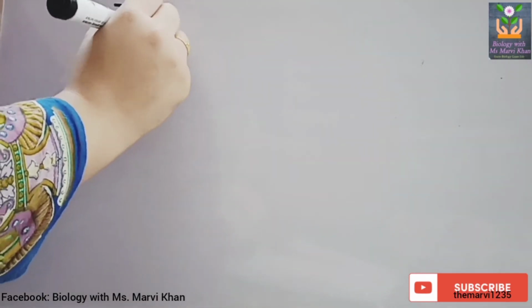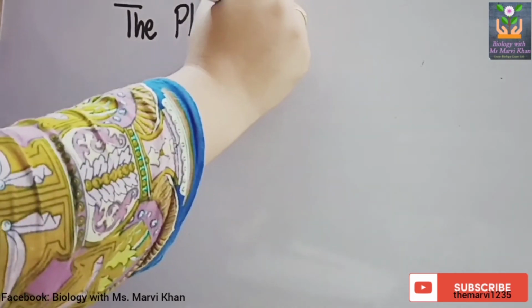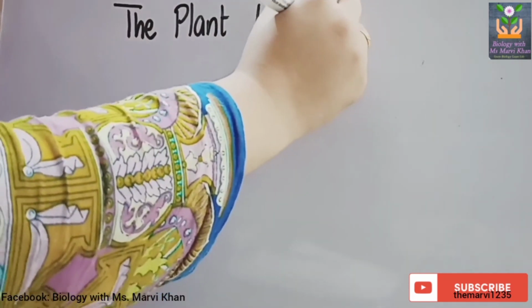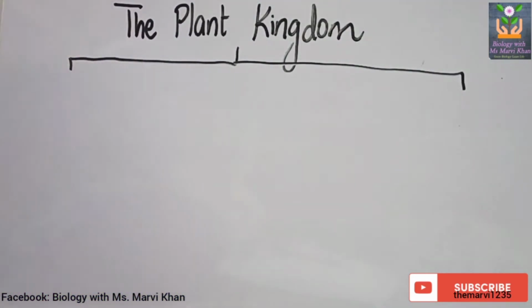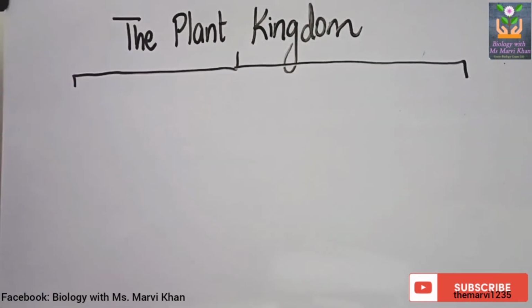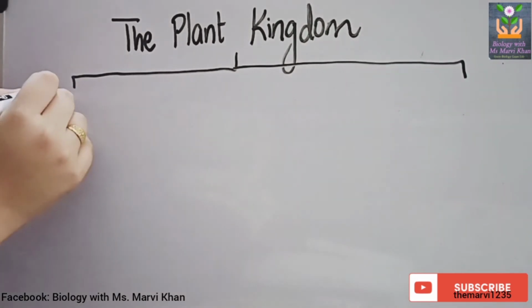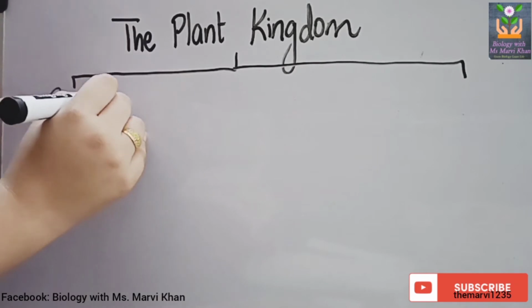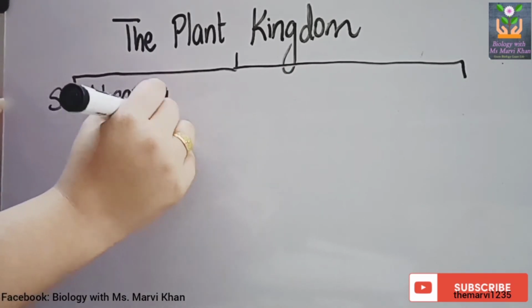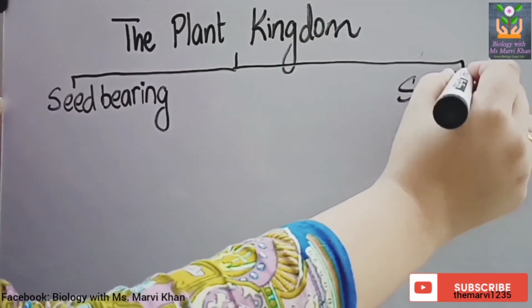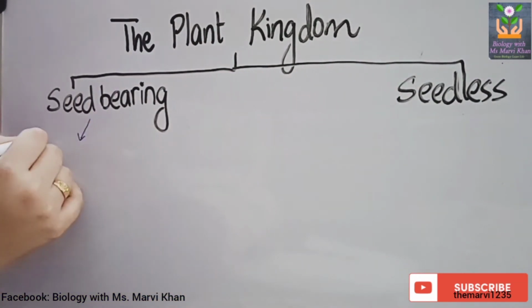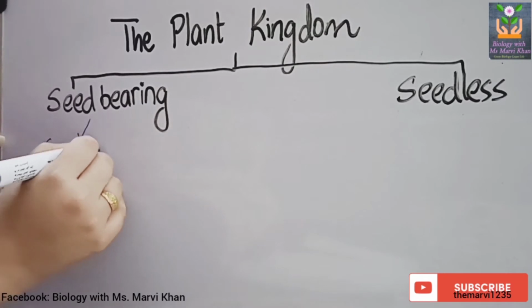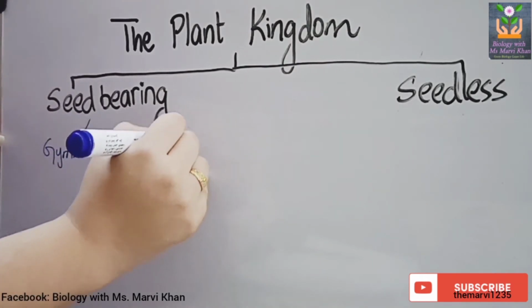Let's move on to our next kingdom, which is the plant kingdom or kingdom Plantae. So kingdom Plantae includes all the plants on planet Earth. They are multicellular eukaryotic organisms, and they have a rigid structure that surrounds the cell membrane, which is known as the cell wall. We can classify the plant kingdom into two major categories, the seed-bearing and the seedless plants.